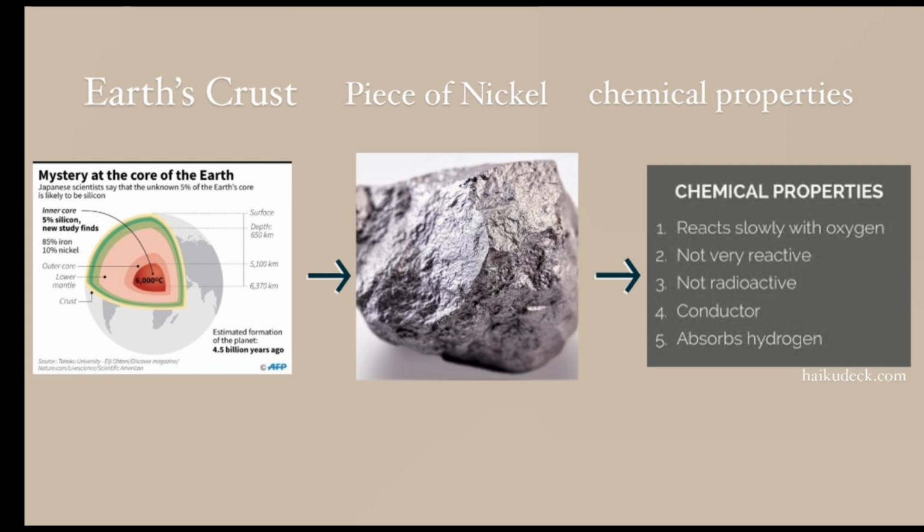From the second picture, you can see that it has a silvery white appearance with a slight gold tint to it. It is also shiny and has a metallic luster. It is a solid. When looking at the chemical properties of nickel, you can see that it reacts slowly with oxygen, not very reactive, not very radioactive, conductor, and absorbs hydrogen.